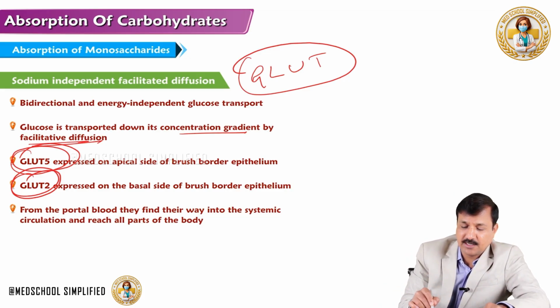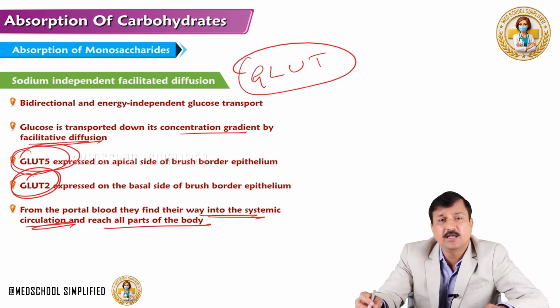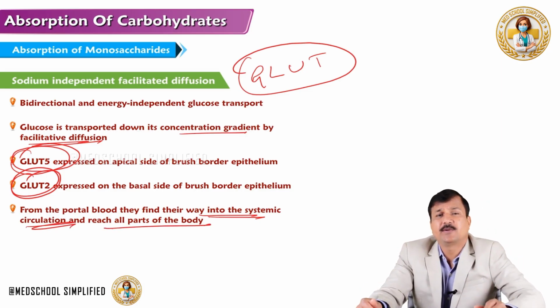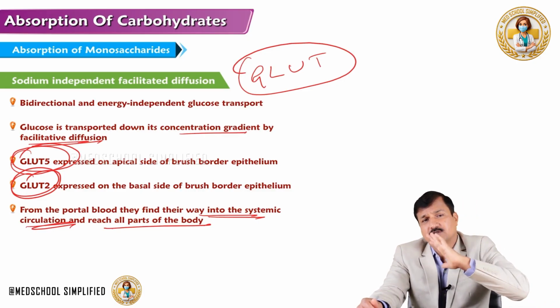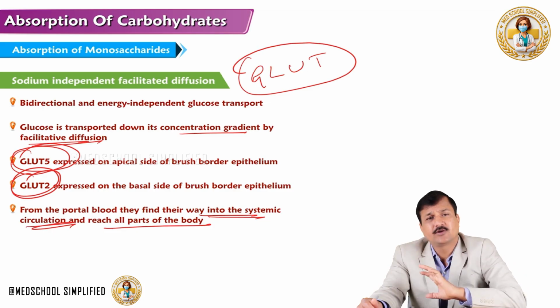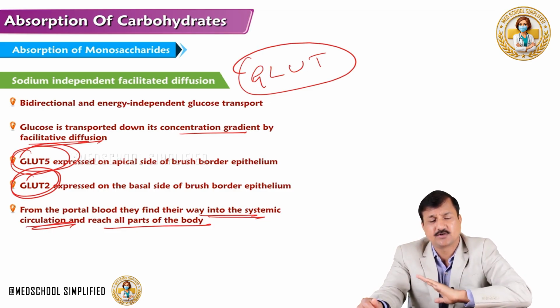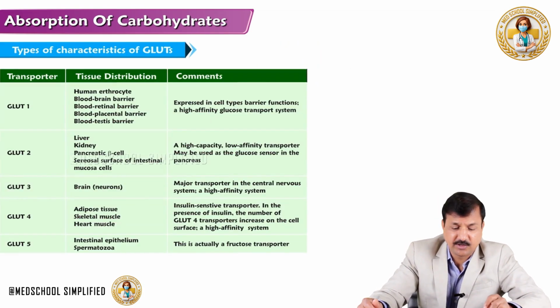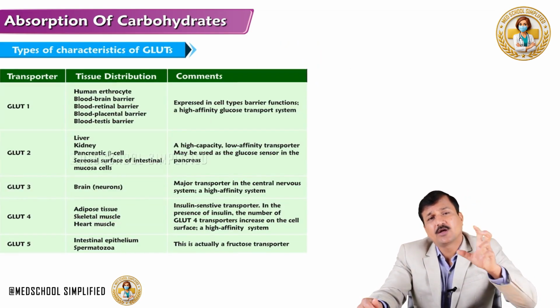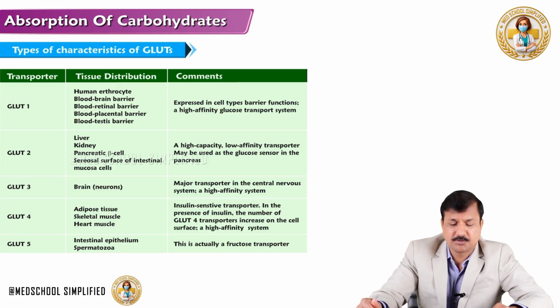From the portal blood they find their way into the systemic circulation and reach all parts of the body. This is how, by the sodium independent mechanism, glucose, galactose and fructose get from the lumen into the enterocyte, from the enterocyte into the portal system, and are carried in the blood to all parts of the body. Now let's look at the different types of glucose transporters found in different tissues.